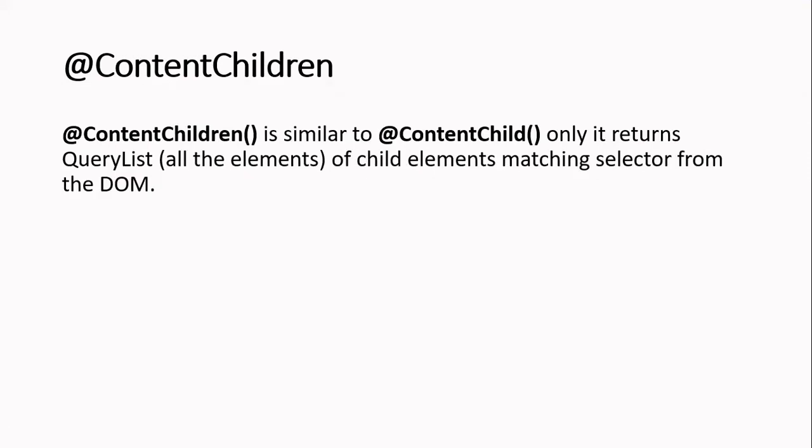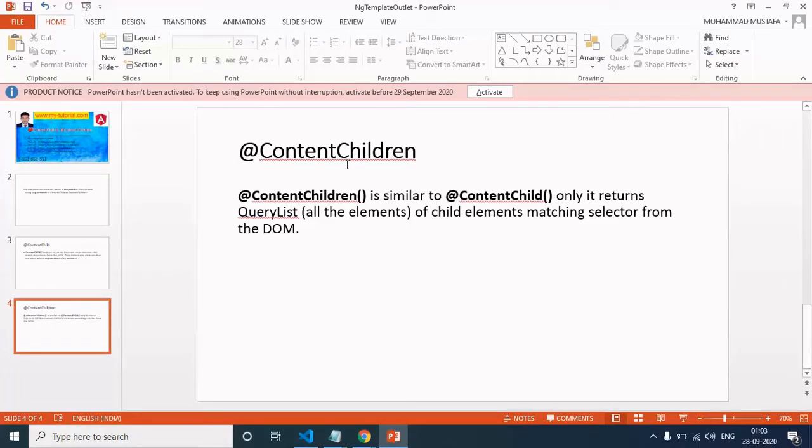Content children is similar to content child, only it returns a query list. In other words, you can say that it returns all the child elements matching the selector from the DOM. If you did not understand this definition, don't worry. At the end of this video, I will make sure that you understand what actually content child and content children is. So let's flip to Visual Studio Code.